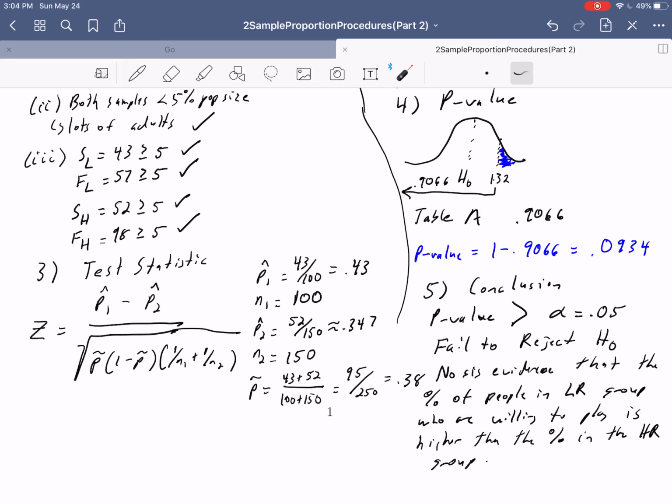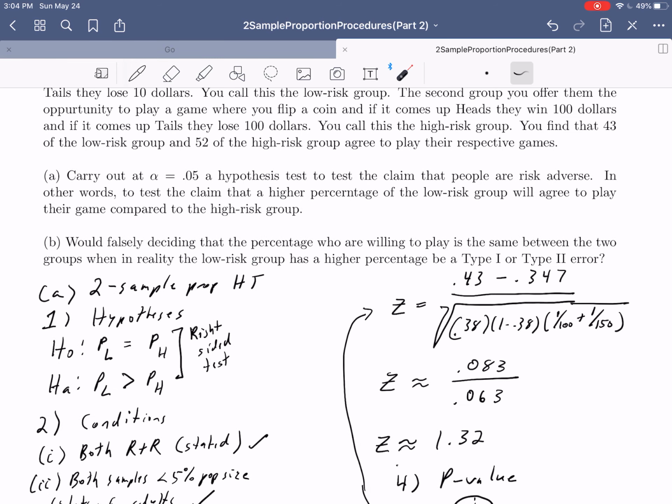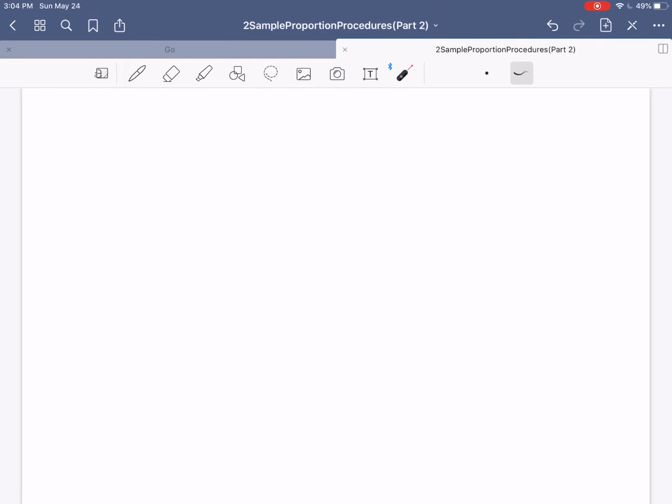In terms of identifying the procedure, though, notice that in the language of Part A here, we still saw mentions of percentage, so we knew that we were working with proportion, and we also saw that there were two groups, the low risk and high risk. So all the same indicators were there. Let's quickly go ahead and look at Part B as well. We'll put this on a separate page.